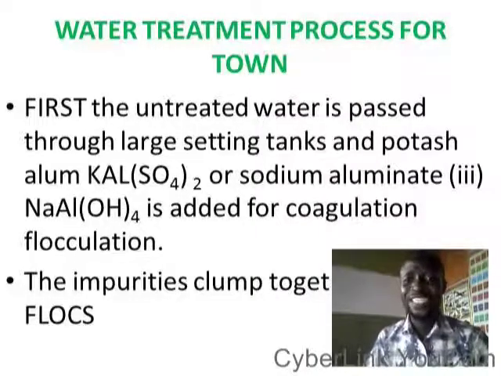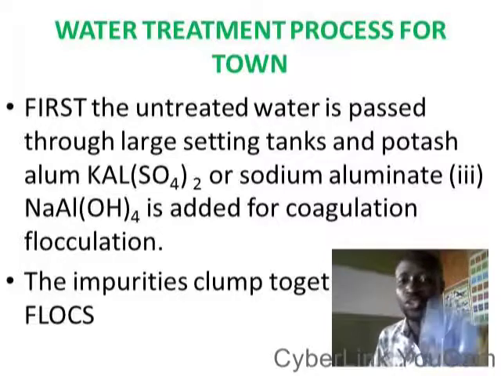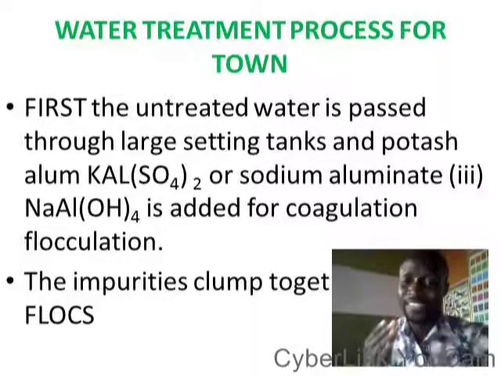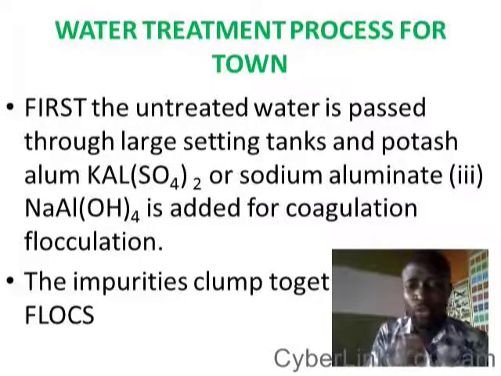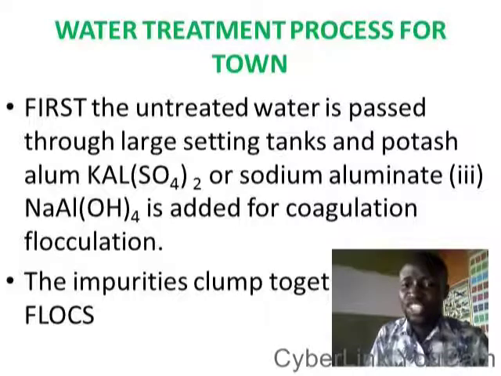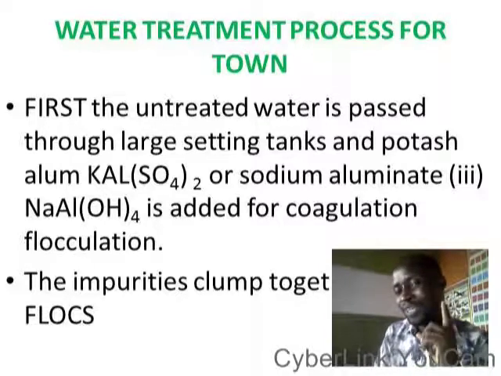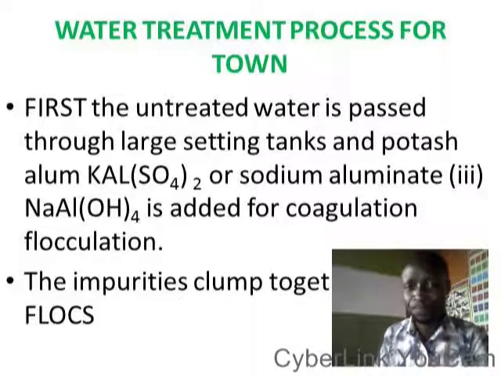Water treatment for town supply. This is water, like I told you in the first video. Water treatment for town supply must undergo 4 different processes. If I may ask you a question now, mention the processes through which water treatment for town supply can undergo. You'll be able to tell me that we have coagulation, we have sedimentation, we have filtration, and we have disinfection. Now let us explain them one after the other.